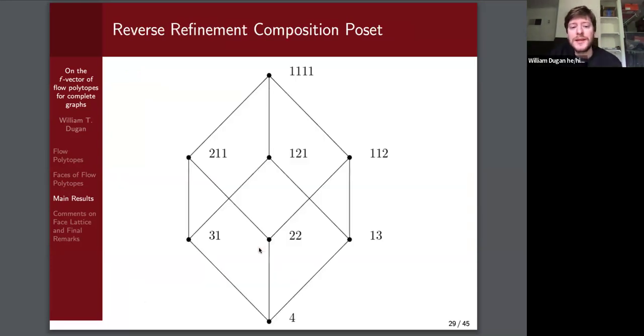Reverse refinement is this order. So basically you take compositions, and if you can take a composition and write one of its parts as a composition, you can go up. For example, 2, 2: we can take the first 2 and break it into 1, 1, like so. And you just go up that way. In general, these should be, I think, just Boolean lattices.